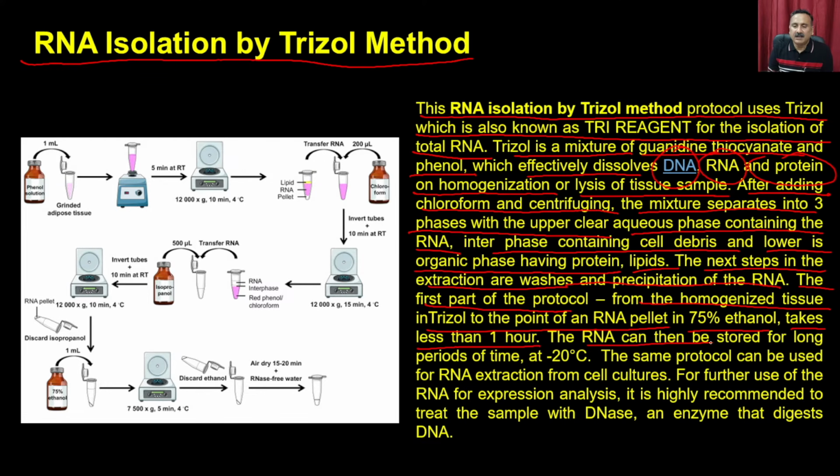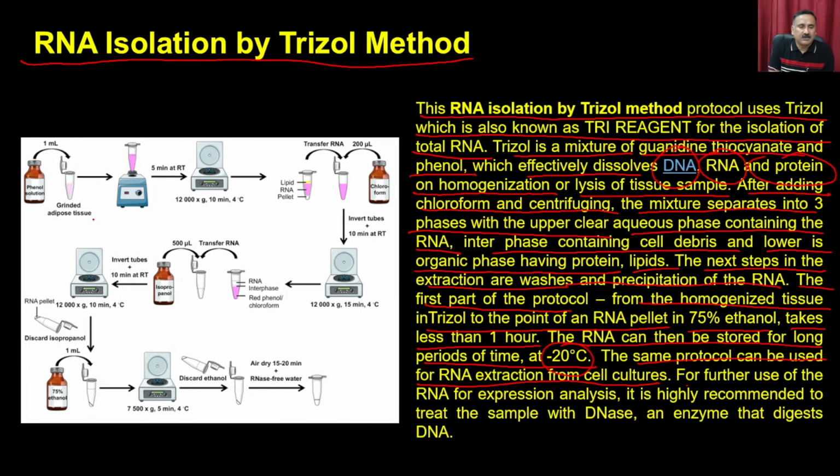The RNA can then be stored for a long period of time at minus 20 degrees Celsius. So RNA is very stable when you isolate it with the trizol method and put it into 75% ethanol. The same protocol can be used for RNA extraction from cell culture. If you want to remove the DNA, you can treat the sample with DNase, and that's how it removes the DNA part.